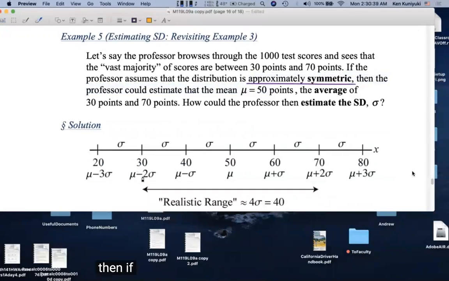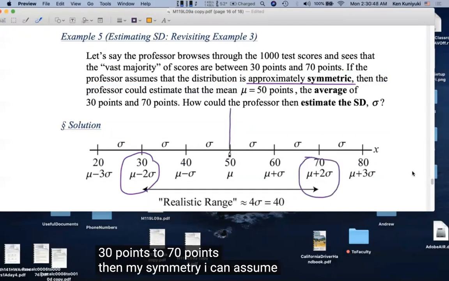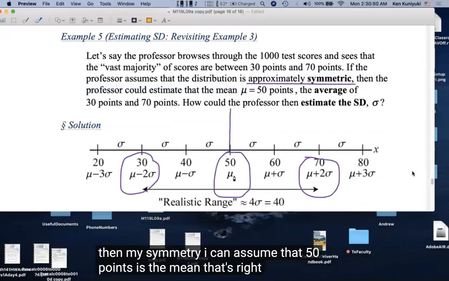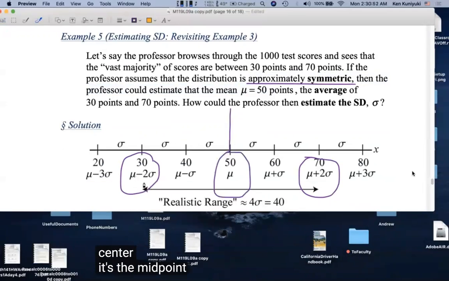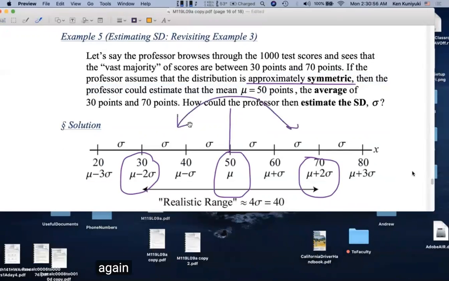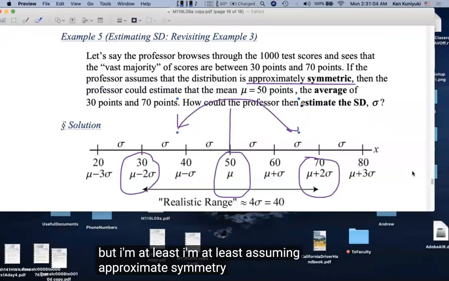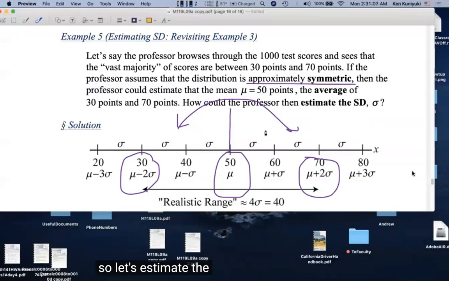So if I assume approximate symmetry, then if the usual range, the realistic range, is going from 30 points to 70 points, then by symmetry, I can assume that 50 points is the mean. That's right in the center. It's the midpoint between 30 points and 70 points. Again, I'm not necessarily assuming a bell-shaped distribution, but I'm at least assuming approximate symmetry. So let's estimate the standard deviation.